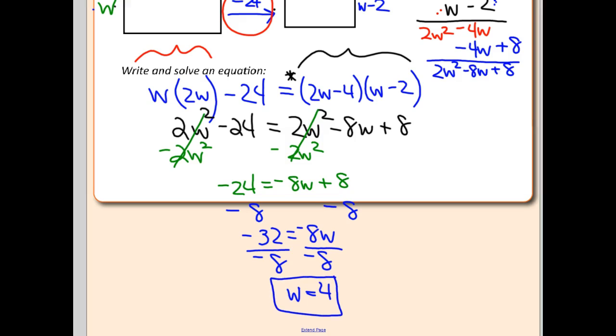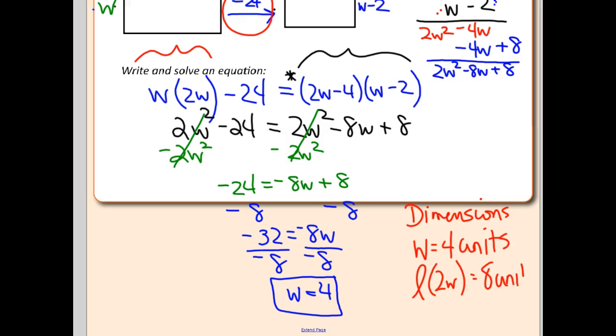What was the question they're asking me? Well, if you remember, the question asked for the dimensions of the original rectangle. Remember, that's length and width. So width equals 4, and again, since they didn't give me units, we'll just say units. And for the length, that was 2w, if you go back and look at our drawing. So that means it's going to be 8 units.